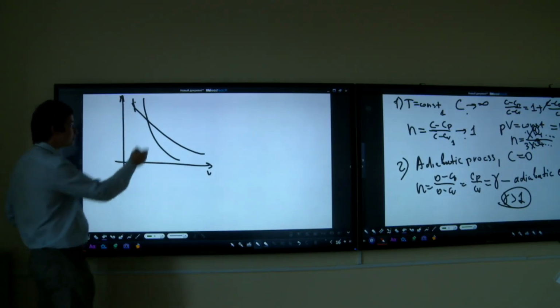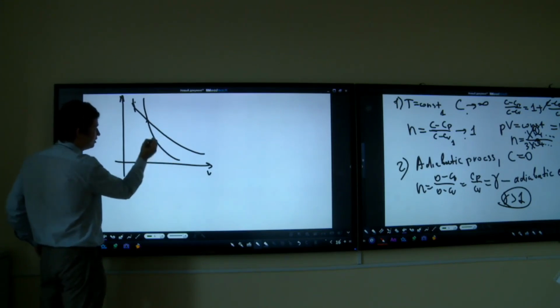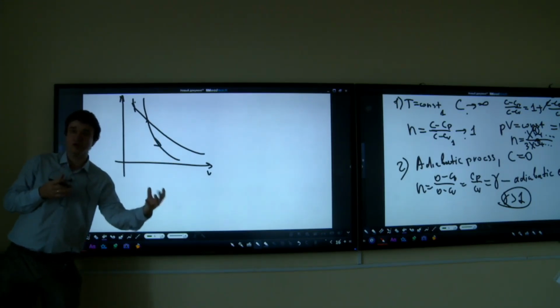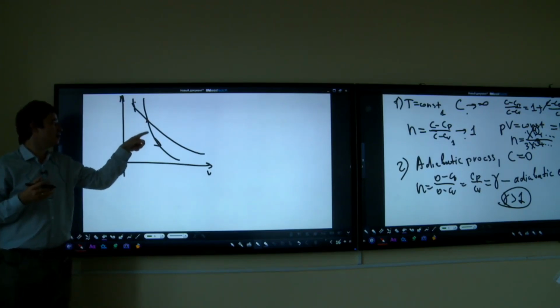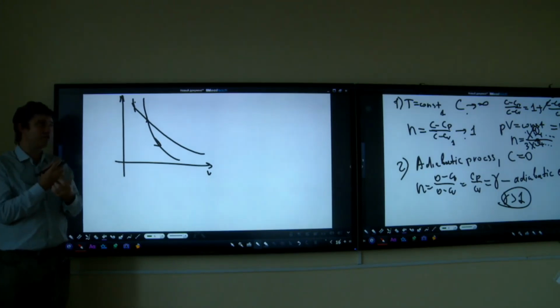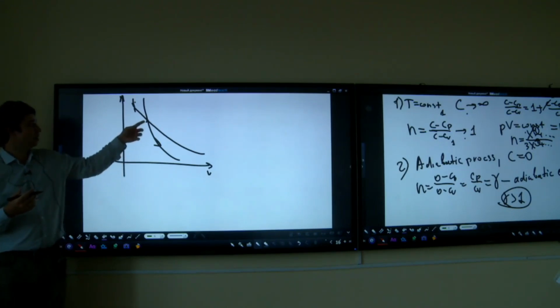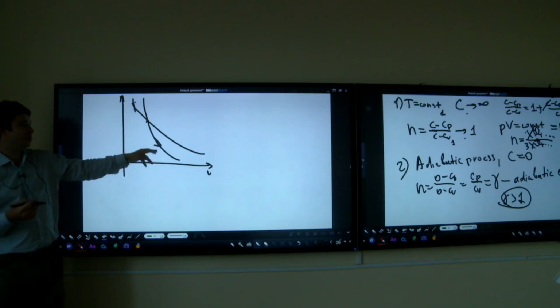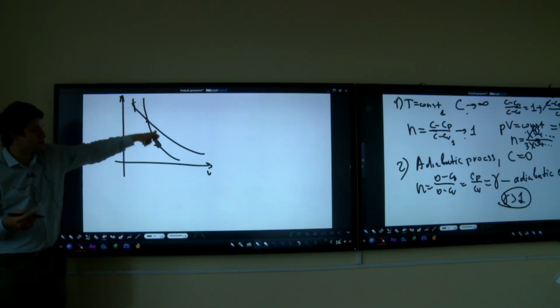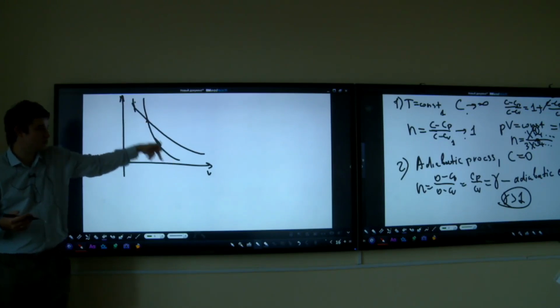And that means that as I increase the volume in the adiabatic process, I produce some work. But in that process, I require a decrease in temperature, because I don't have any access to an external source of heat. So I can produce work only by decreasing the internal energy. So in the adiabatic process, the temperature is decreasing while I go to higher volumes.